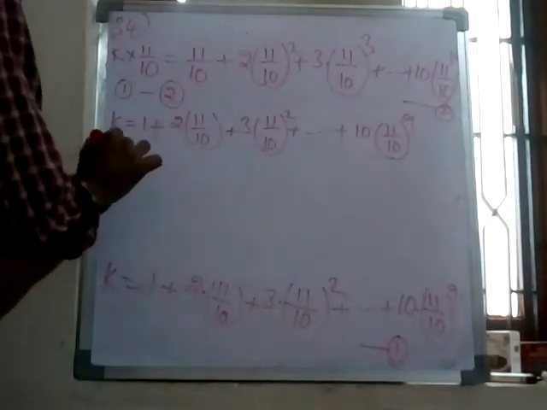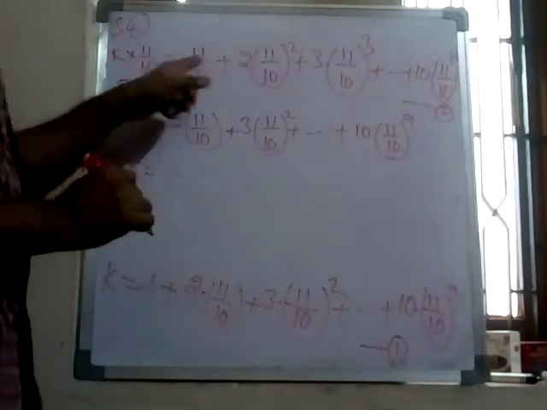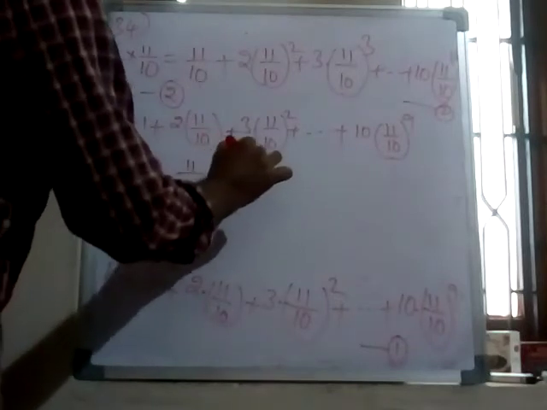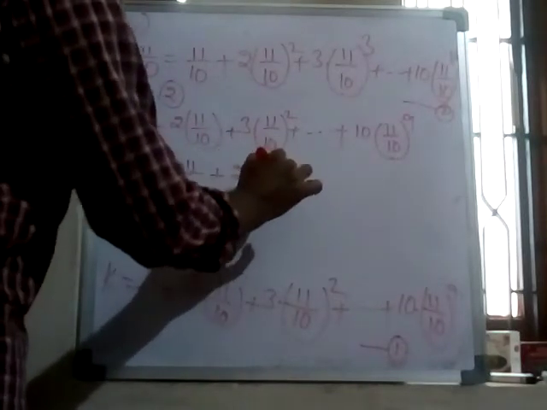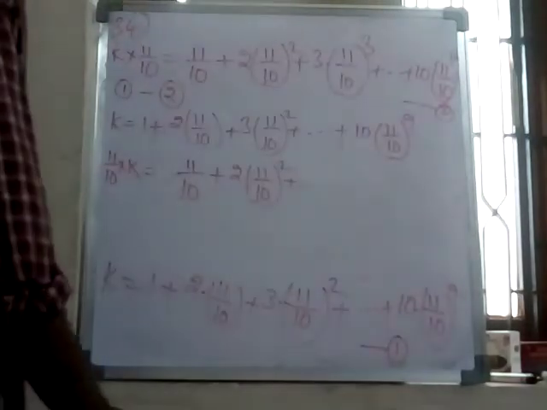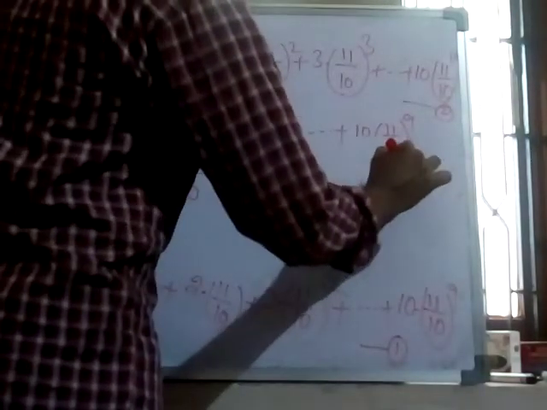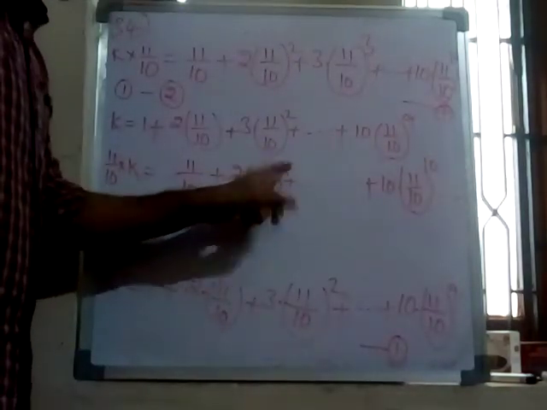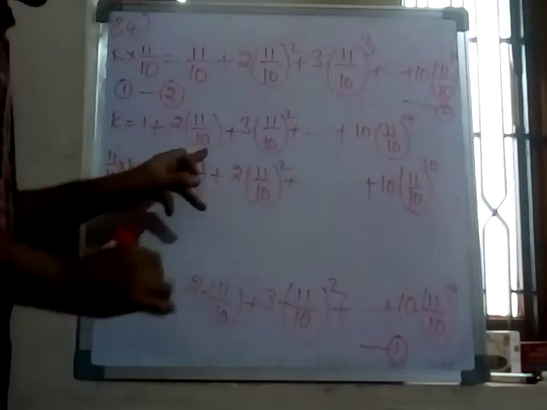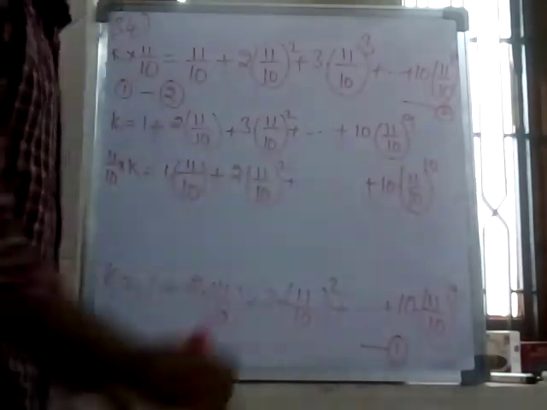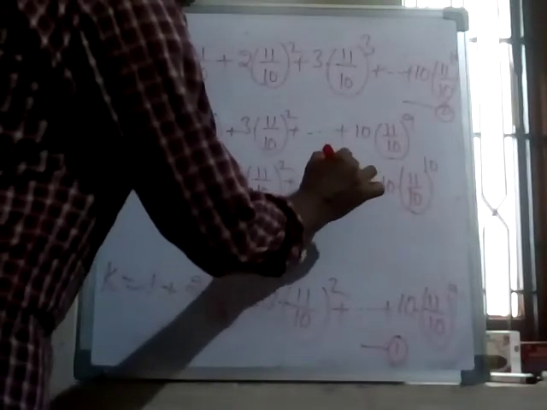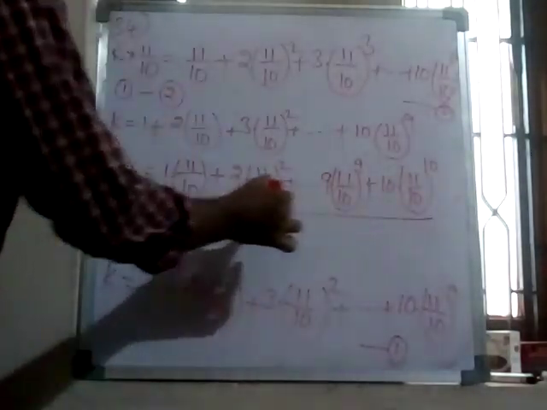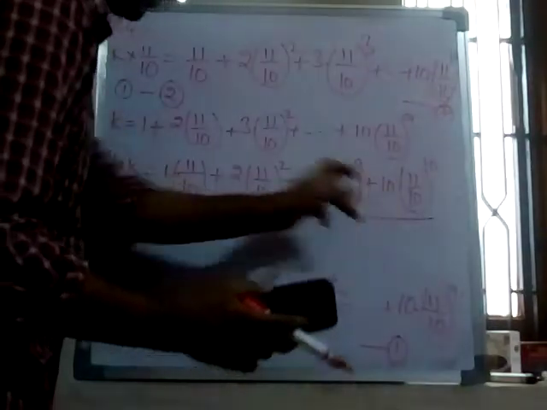11 by 10 into k, that is the second one. So in the second one, the first term is 11 by 10, plus 2 into (11 by 10) whole square, plus so on. What is the last term? 10 into (11 by 10) whole to the power of 10. Here 2 means square is there, here 1 means power 1 is there, so 10 in power 10 is there. Here the previous term is 9 into (11 by 10) whole to the power of 9, the previous term of this one.